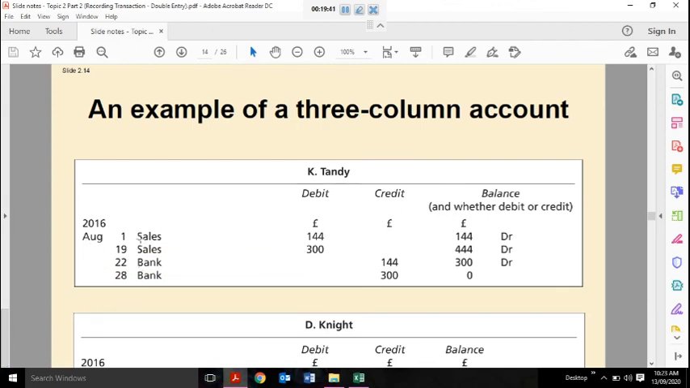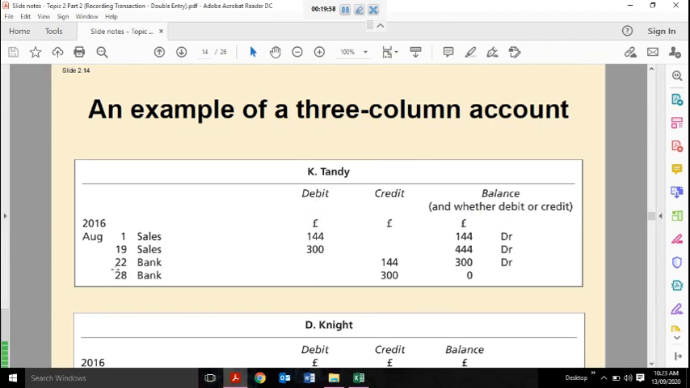So first August you have sales, which is debit. You write it here, and then the balance. This is the balance, 144 debit. So that's why we write the debit. DR stands for debit. Then you have sales 300, and you add on these two, 444 debit. This stands for debit because you have a debit balance.